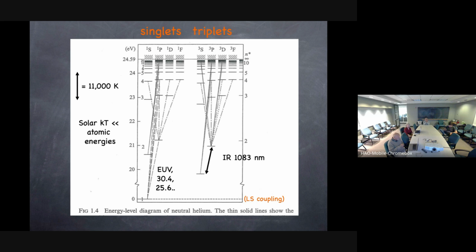in energy are in the EUV. So we have a 304 angstrom line, the Lyman alpha line of helium. It's at 304 angstrom. It's incredibly high energy.